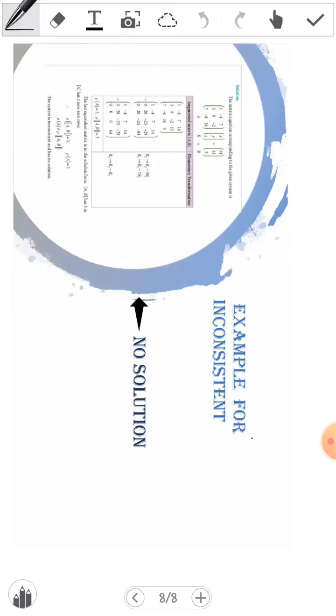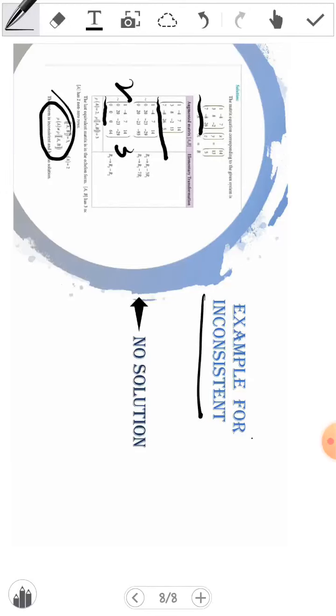Now we are going to see the inconsistency, that is, no solution. When this is AB and this is A, see the rank of AB is 3, and the rank of A alone, if you see, you will have 2. So the rank of A is not equal to the rank of AB. Then the system is said to have an inconsistency, that is, no solution.